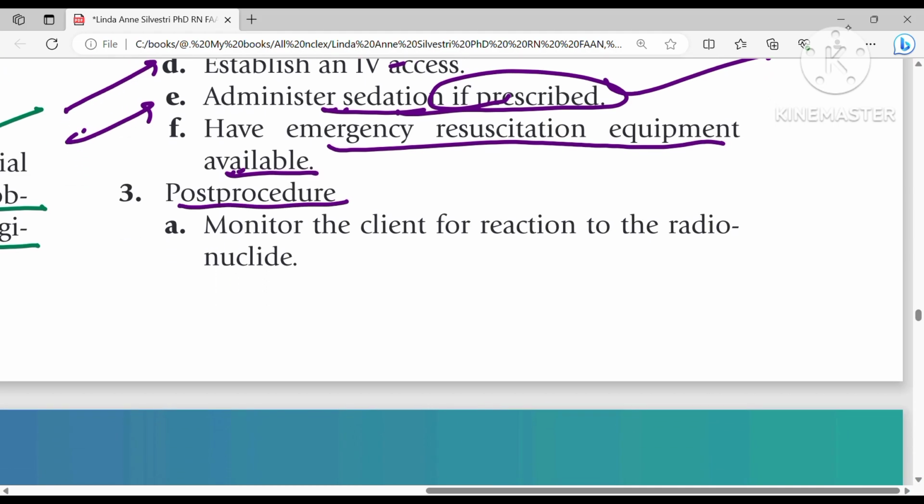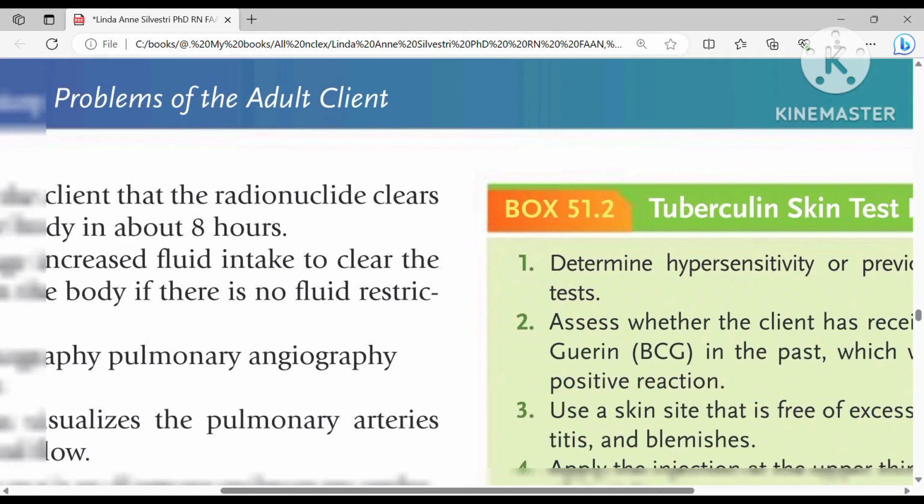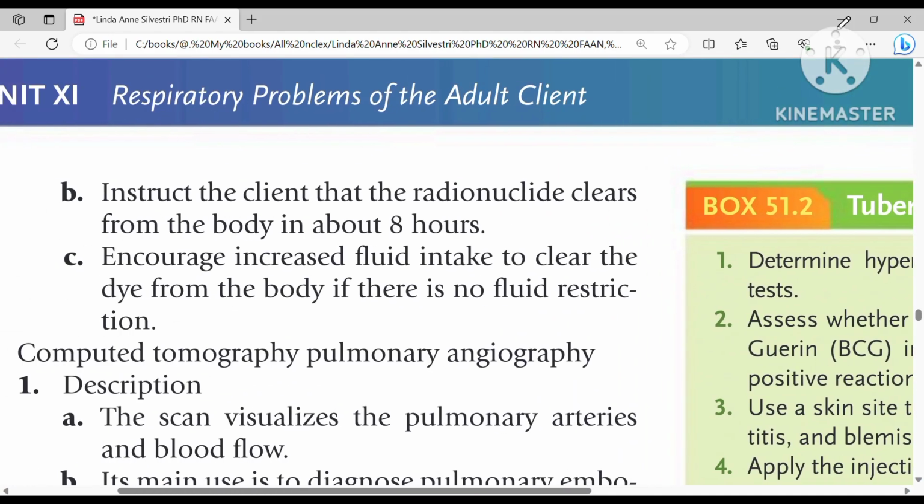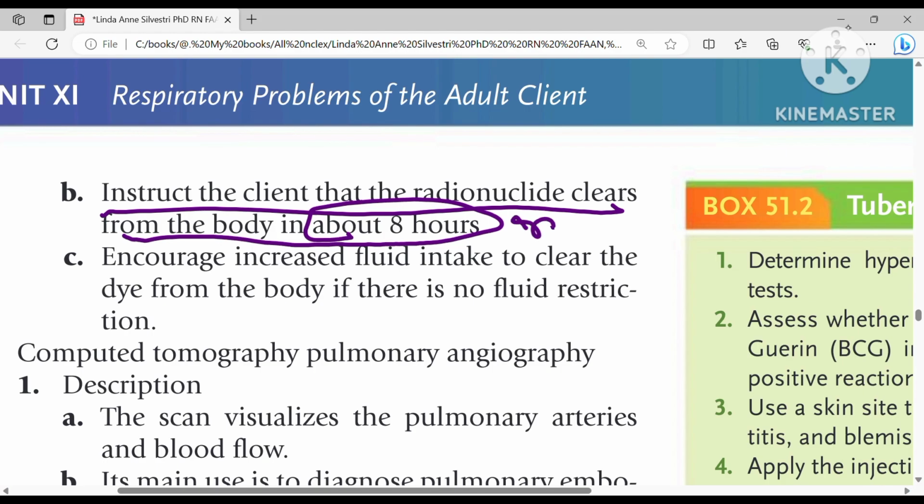Post procedure, what we need to do? Monitor the client for reaction to the radionuclide. If any reaction is occurring, we need to monitor the client for this. The next one is instruct the client that the radionuclide clears from the body in about 8 hours. This is very important. It can come in MCQ form. Whatever dye or nuclide we are giving, it will come out of the body in 8 hours.